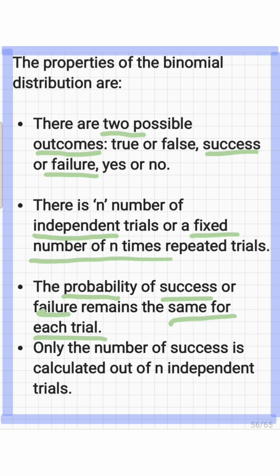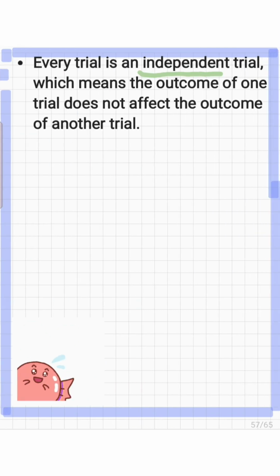And the other property is that the probability of success, that is P, or failure, that is Q, remains the same for each trial. P and Q remain the same for each trial, and only the number of successes is calculated out of n independent trials. And every trial is an independent trial because the outcome of one trial does not affect the outcome of another trial, right?